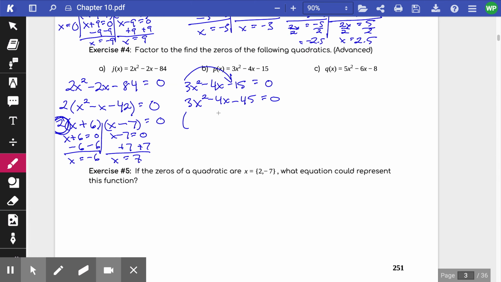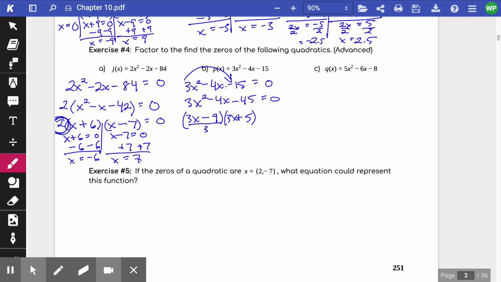Now, in order to do the AC method, I'm going to start off each parenthesis with a 3x, but remember that's just for now. And then I need two numbers that multiply to 45 and add to 4. So 9 times 5 will multiply to 45, and it seems like I could get a 4 from a 9 and a 5. So I'm going to make my 9 negative, my 5 positive, because negative 9 plus 5 will give me negative 4. And my final step is going to be to divide one of these factors by 3.